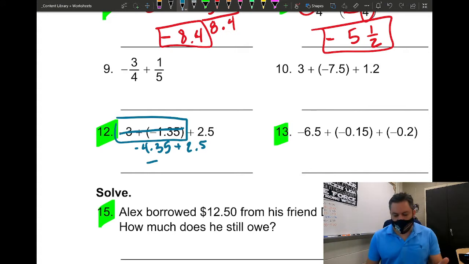So let's see. Now we have negative 4.35 and 2.50. If we think about money, let's pretend that you owe me $4.35. And then you have some money today and you pay me.